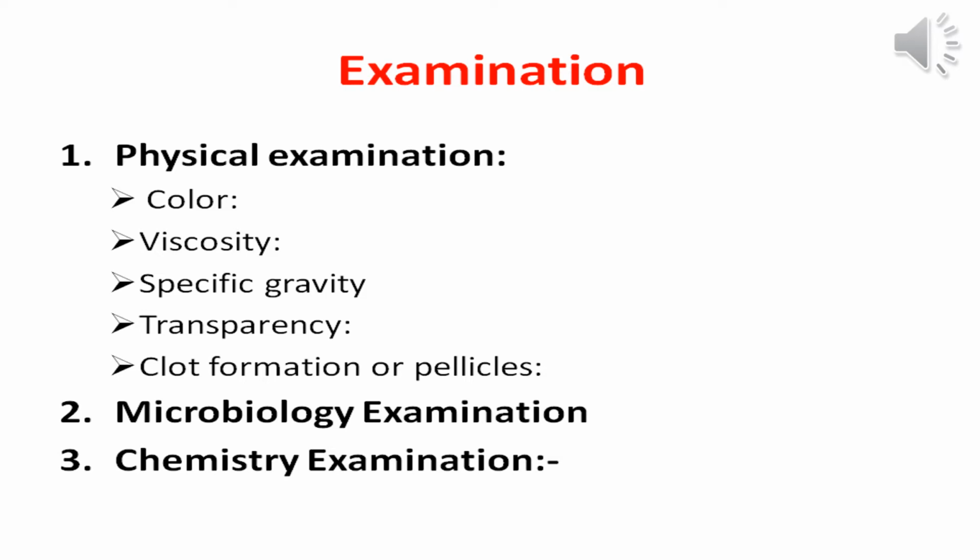For example, if tube number 4 has pellicles or a layer on the surface, after placing it at room temperature or in the refrigerator, from this layer you can make the acid fast stain for detection of Mycobacterium tuberculosis. Also capsule stain, which is the negative stain, you can use nigrosin, or India ink, or you can use eosin to perform this test.